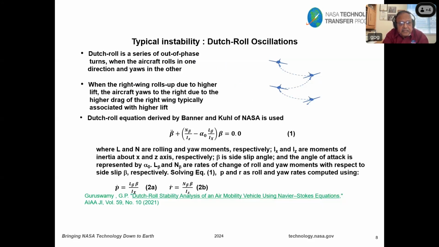This gives details about the Dutch roll oscillations and equations. I do have a paper, mentioned at the bottom of the slide, which gives the details. The Dutch roll oscillation is a series of out-of-phase turns, where the aircraft rolls in one direction and yaws in the other direction. You can see it in the figure on the right-hand side.